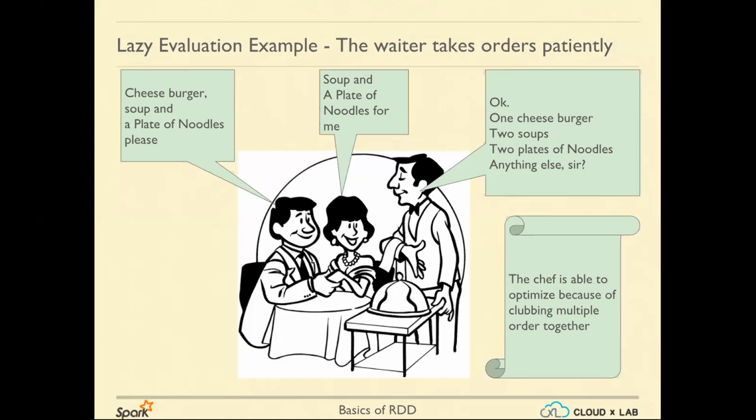So this is lazy evaluation, lazy execution. The waiter has listened to all your orders very patiently, and then placed the orders in such a way that the chef is able to optimize, because the waiter has clubbed the orders together, right?